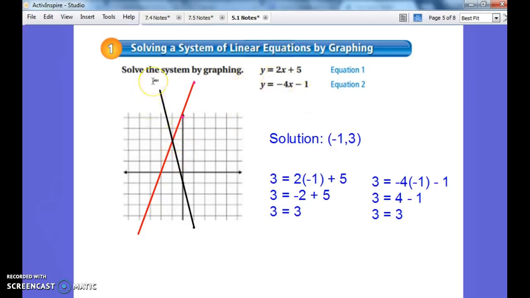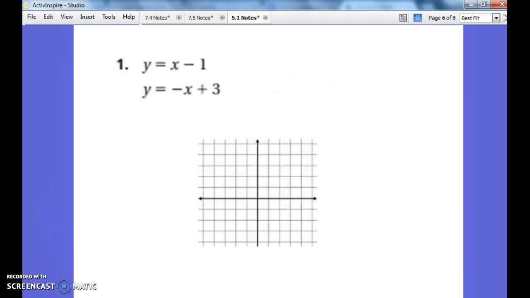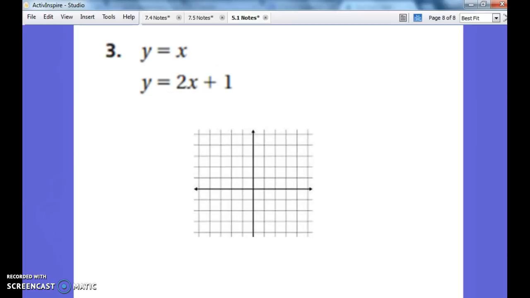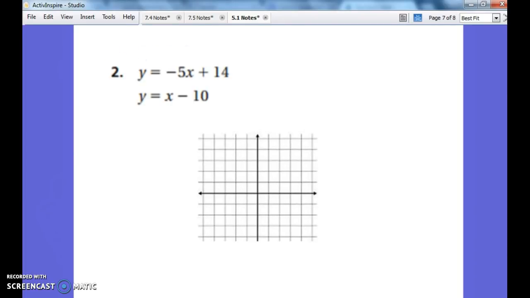Okay? So all we're doing is we're graphing both equations. We're seeing where they cross to figure out our solution. Go ahead and try number 1, 2, and 3 on your own. So pause the video and give it a try.